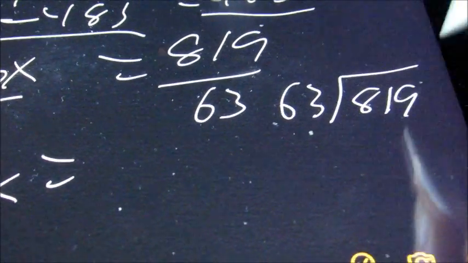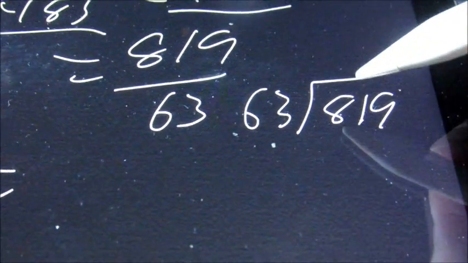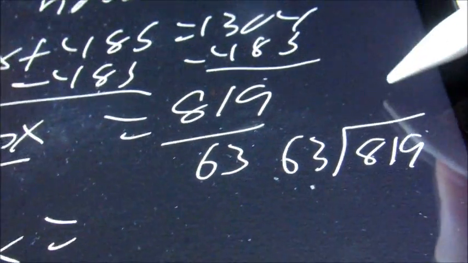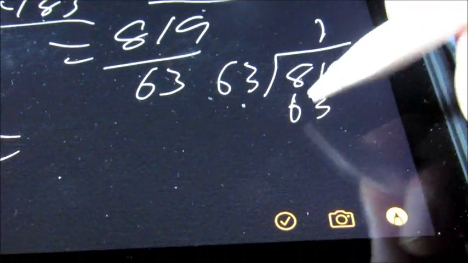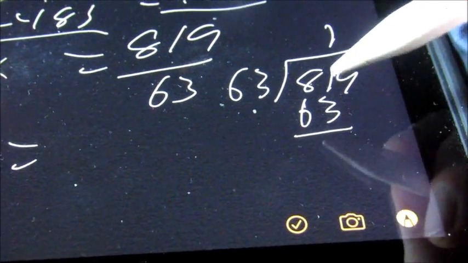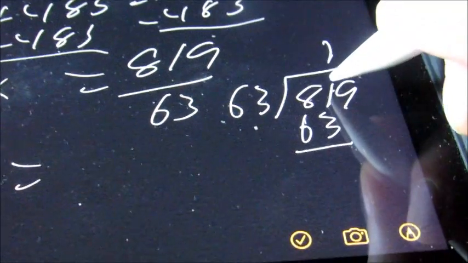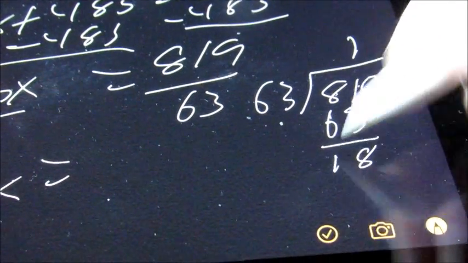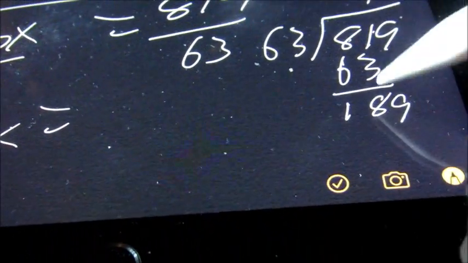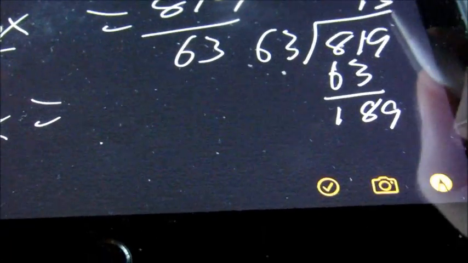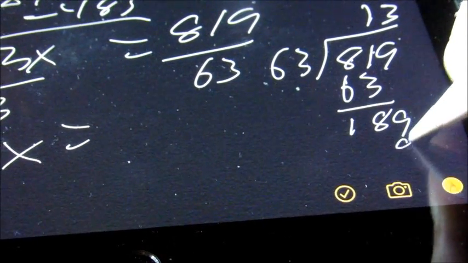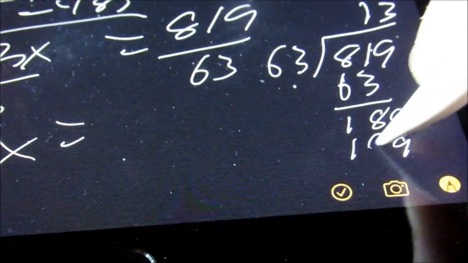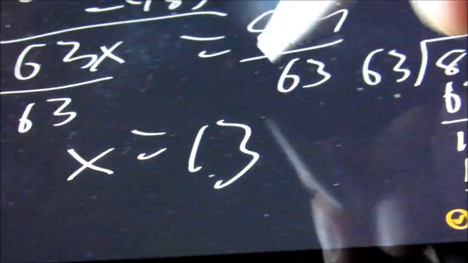63 into 819. 63 won't go into 8, but it'll go into 81 one time. 1 times 63 is 63. 81 minus 63: we have 11 minus 3, which is 8, and 7 minus 6, which is 1. Carry the 9. 63 will go into 189 3 times. 3 times 3 is 9. 3 times 6 is 18. 0 remainder. So our answer here is 13. So it took 13 hours to do this.